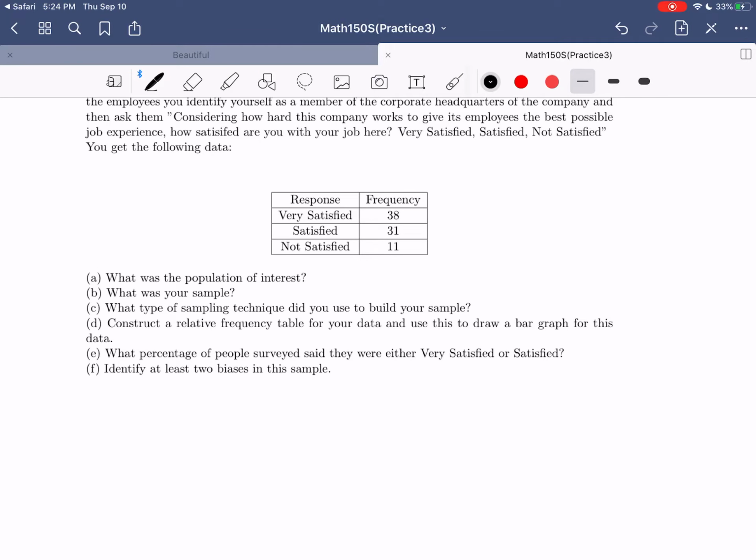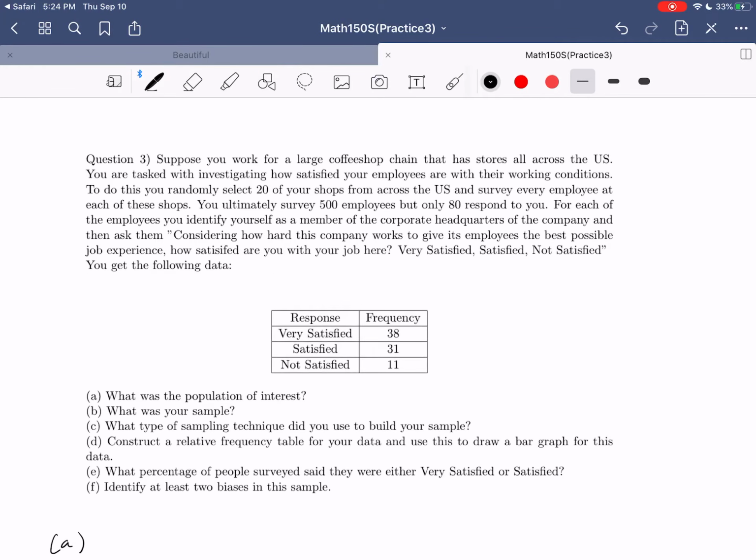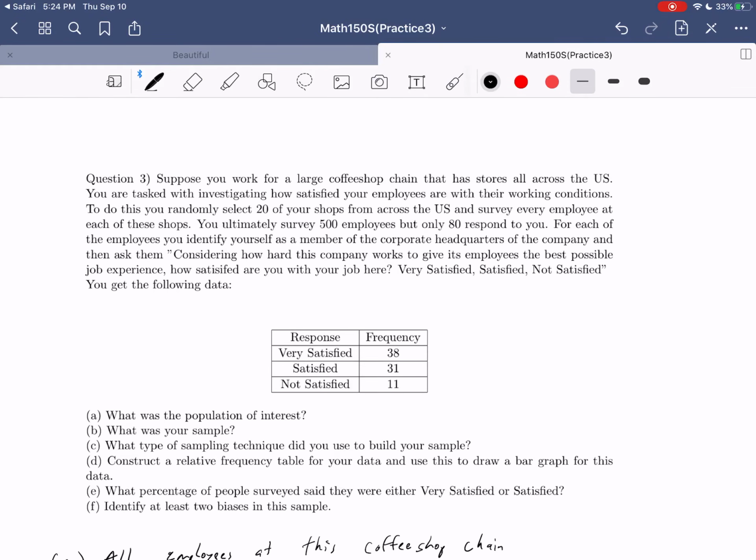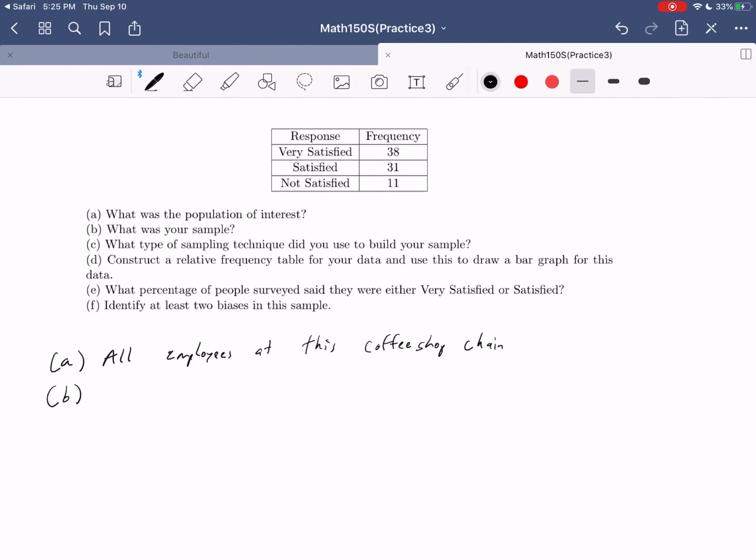First thing we want is the population of interest. Notice we said that you're working for this coffee shop chain and we're investigating how satisfied your employees are. So we would say that the population here would be all the employees at this coffee shop chain. Okay, what's our sample? Well, the sample was intended to be 500 employees, but we only got to actually talk to 80 of them. So our sample would be those 80 employees we actually talked to.